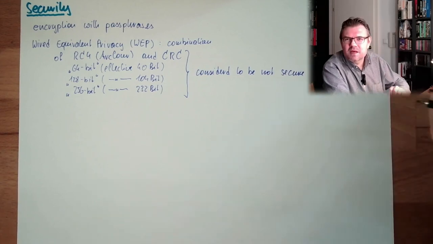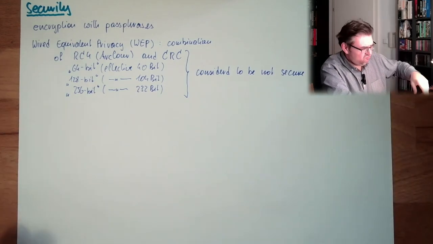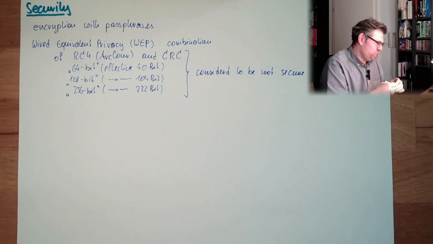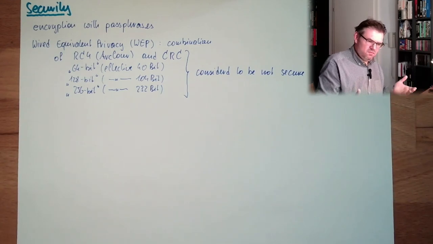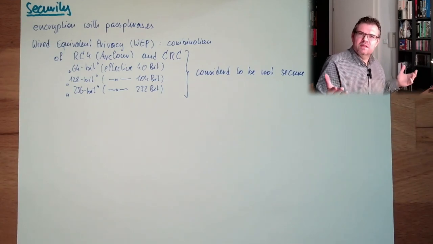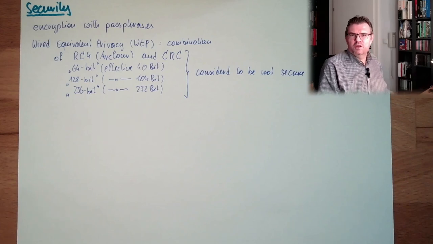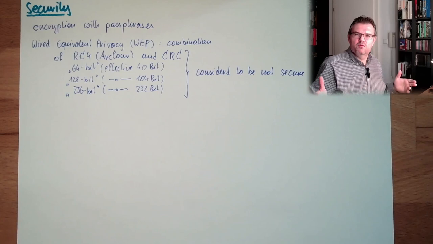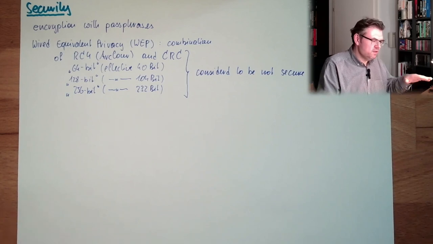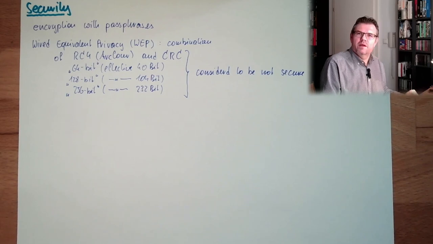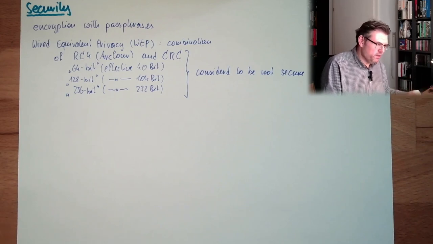There are programs out there which can open these networks, open this security without too much effort. It was a normal computer, no supercomputer needed or something like this. This is not secure, is considered not to be a secure combination, WEP. So you should avoid this.